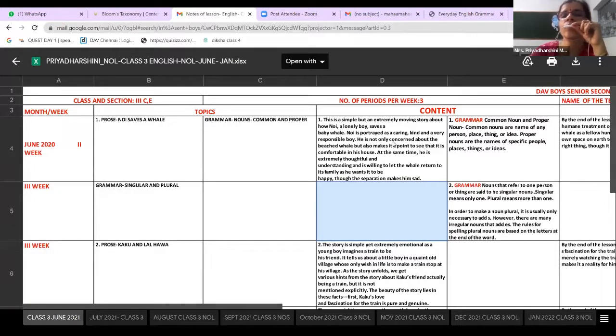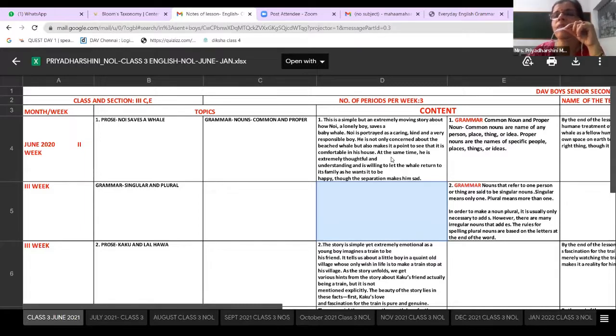So Noi is portrayed as a caring, kind, and a very responsible boy. He is not only concerned about the beached whale, but also makes it a point to see that it is comfortable in his house. At the same time, he is extremely thoughtful and understanding, and is willing to let the whale return to its family as it wants to be happy, though the separation makes him sad. This is the content. Okay, you are writing the gist of the story here in just 3 or 4 lines.